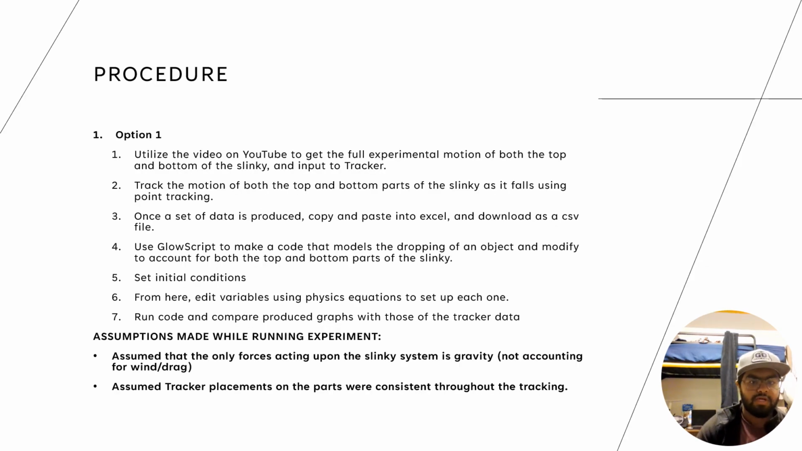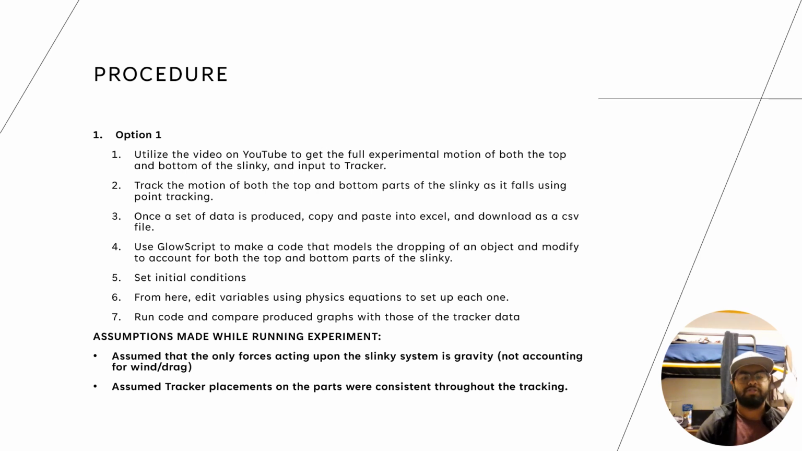So the procedure, to start off, use a video on YouTube to get the full motion of both the top and the bottom of the Slinky, put it into Tracker. I tracked the motion of both of them as separate masses, and I used point tracking for that. And then once I got a data set, I copied and pasted it into Excel, and then I was able to compare that with GlowScript code that I used to make models. For that one, we basically just set the initial conditions, started editing some of the variables using physics equations to set up each one, and then ran it and got our results.